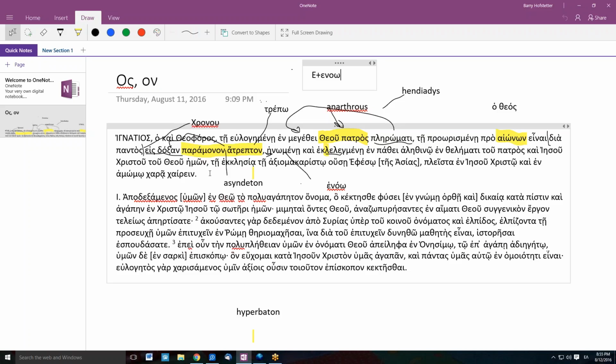So, te ecclesia, te axiomacharisto use Epheso tes Asias, plesta en Jesu Christo kai en amomo charachare. All right. So, te ecclesia, that's a word we should know. What is that? To the church. Right. The church. So we finally get the noun, which all these participles have been modifying.